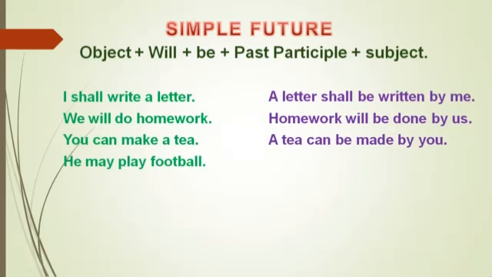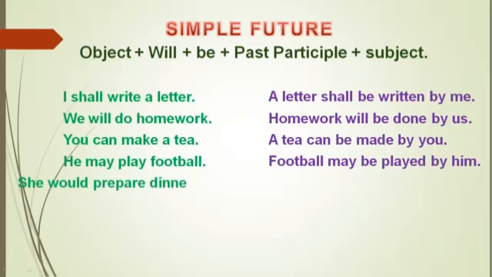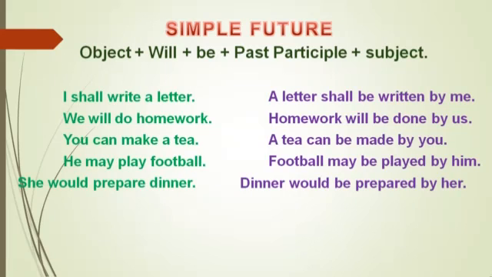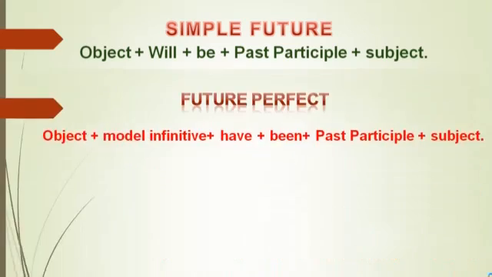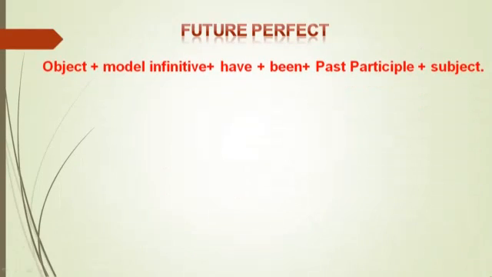He may play football. Football may be played by him. Played is verb 3 of play. She would prepare dinner. Dinner would be prepared by her. Prepared is the past participle form of prepare. Ramesh will finish the work. The work will be finished by Ramesh. This is simple future. Then future perfect.